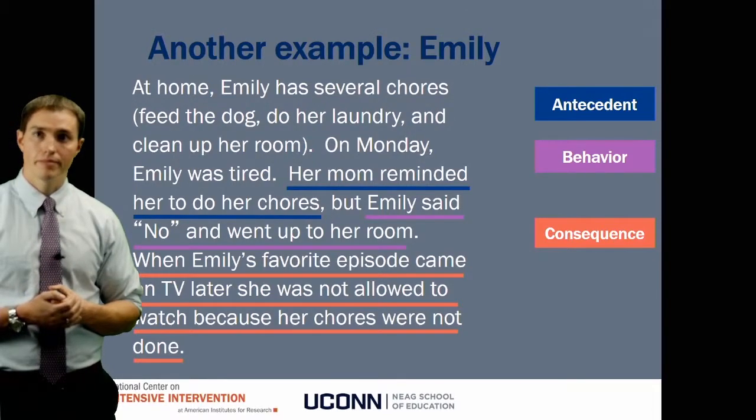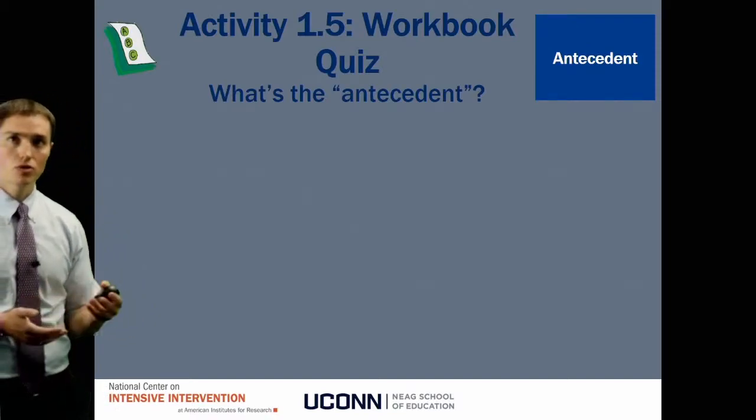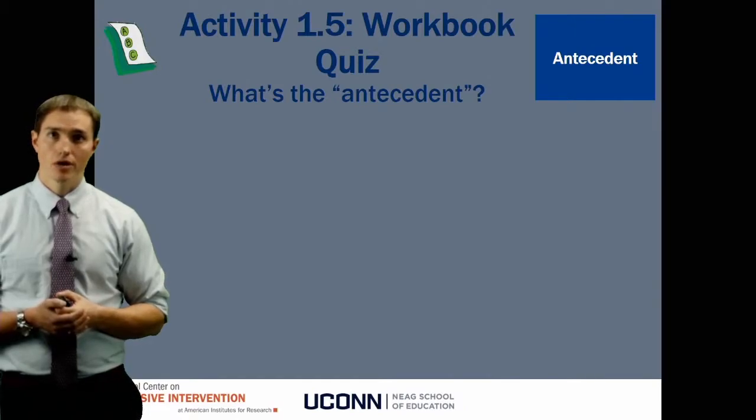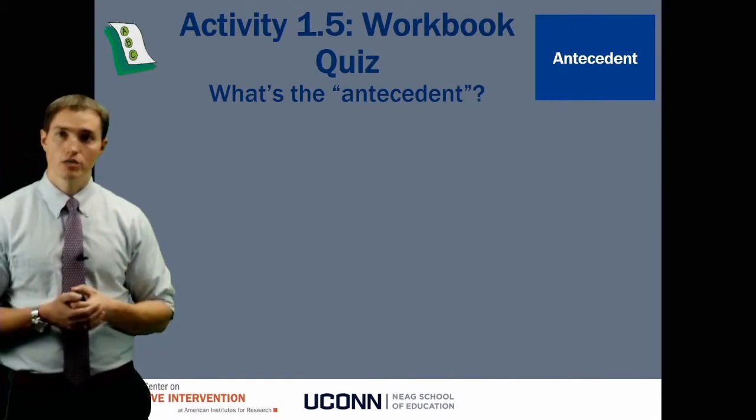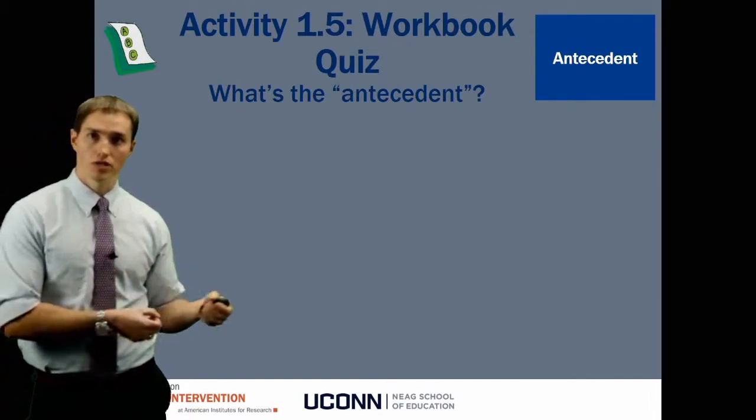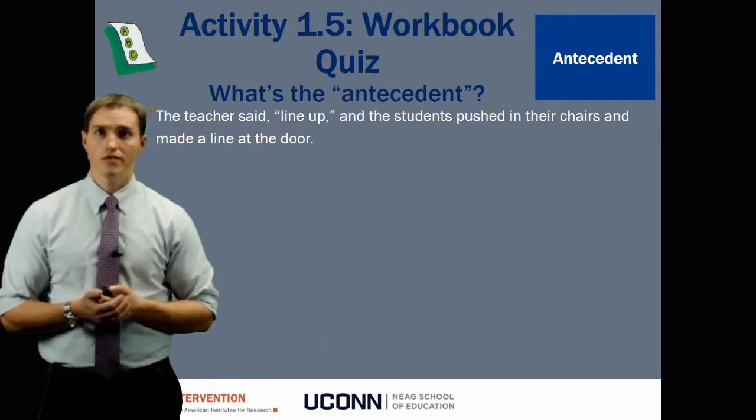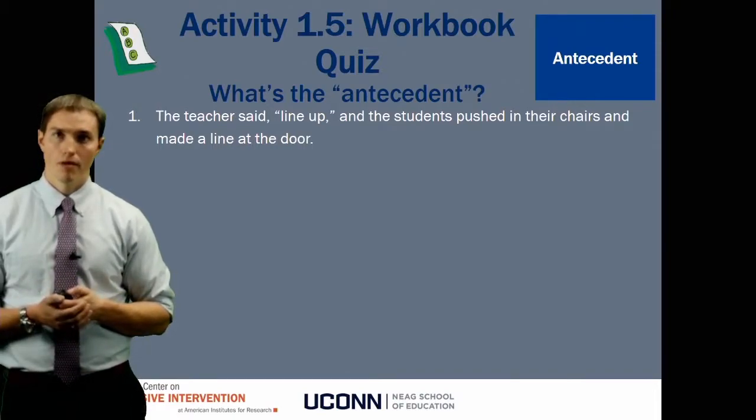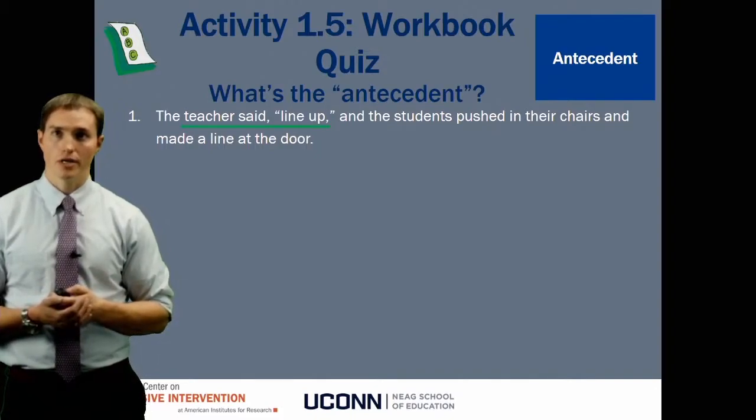What I'm going to have you do now is turn to activity 1.5, which is a workbook quiz in your workbooks. What we're going to be looking to do across the next few activities is breaking apart and identifying the antecedents, that's for this activity, the behaviors, as well as the consequences. For this activity, 1.5, let's see if you can identify the antecedent or the trigger within each brief scenario. I'll walk through the first couple together with you and then turn the rest over to you to complete independently.